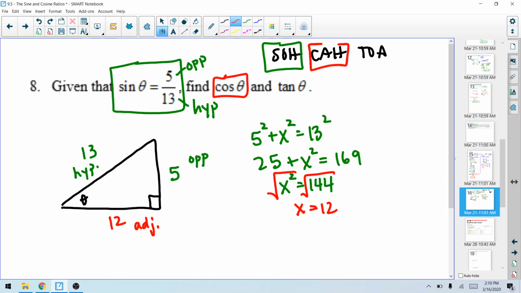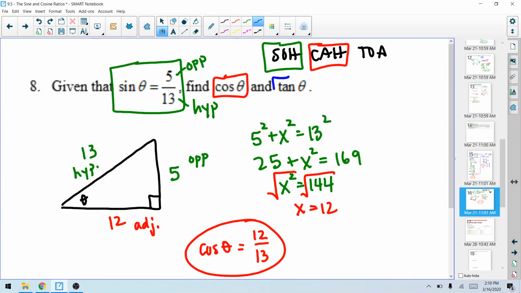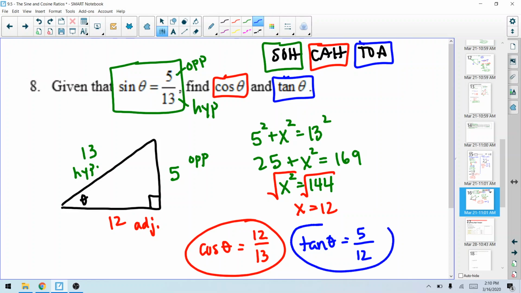I'm going to start with the cosine of theta. CAH, A-H. Again, remember, you better be labeling everything. If you just write a fraction down, I don't know what it is. So, cosine of theta, AH, 12 over 13. Last but not least, tangent of theta, TOA, OA. So, opposite over adjacent, tangent of theta, opposite over adjacent, and you're done.